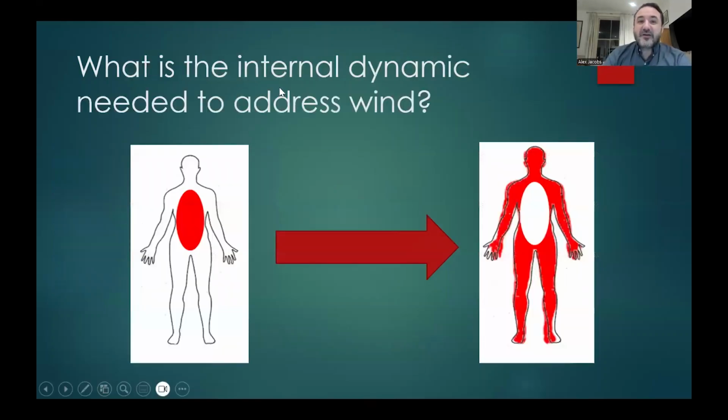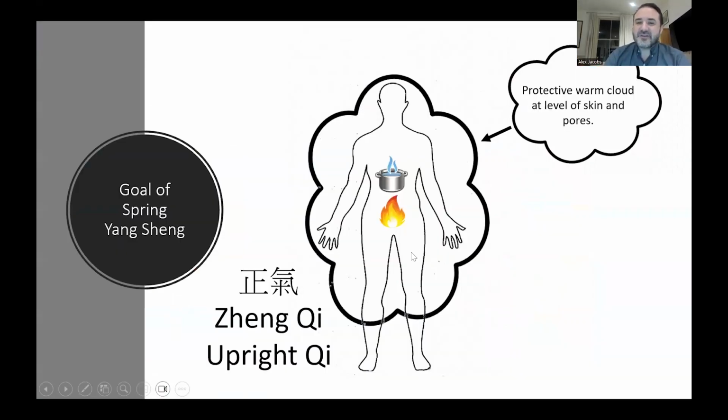But the precise internal dynamic that's needed to address wind is this picture. So if we are able to create this nice, warm, protective cloud, that will protect us against the wind.